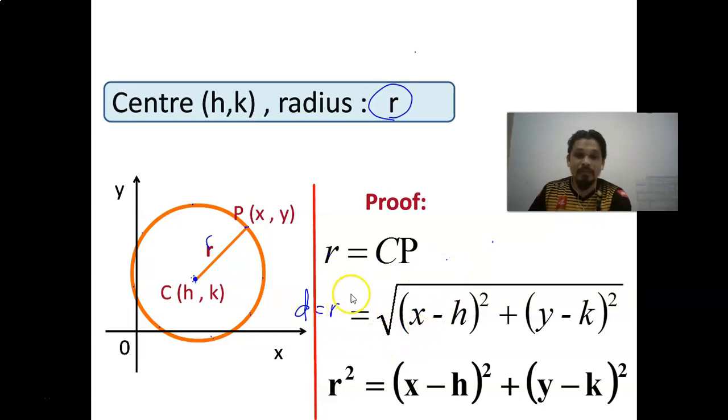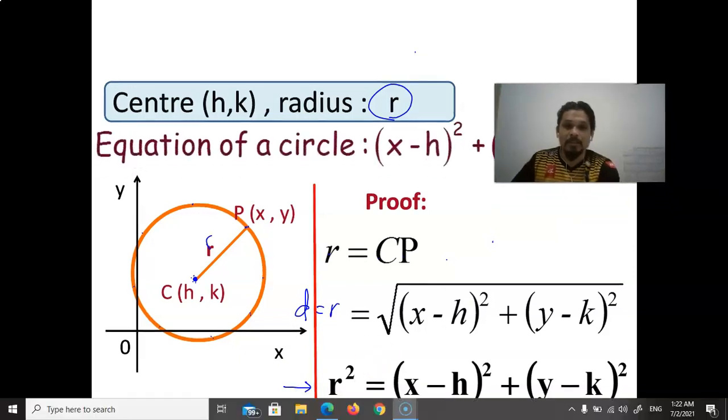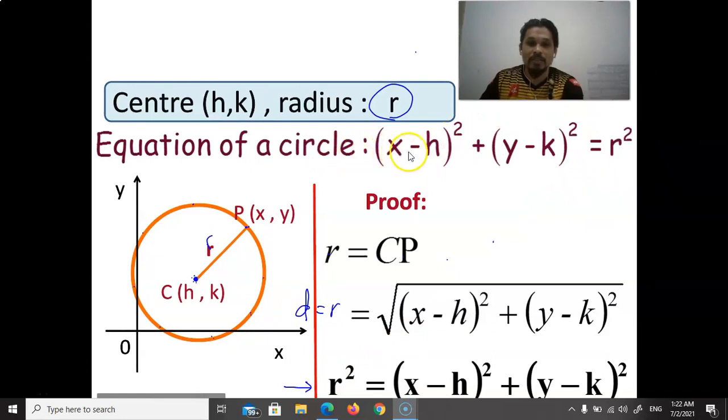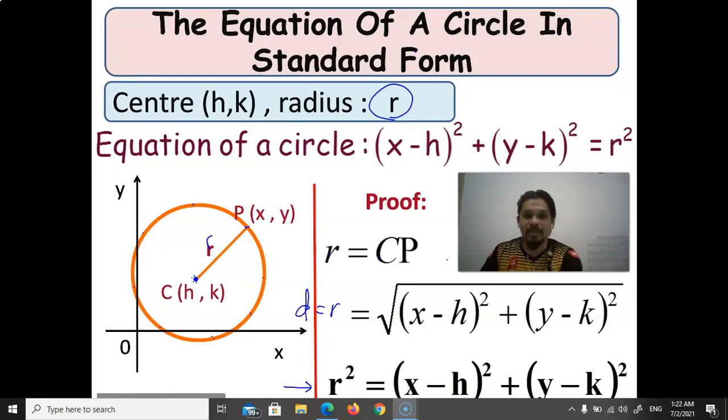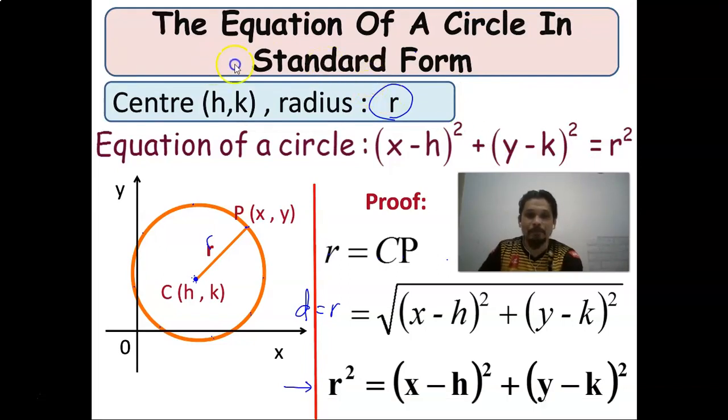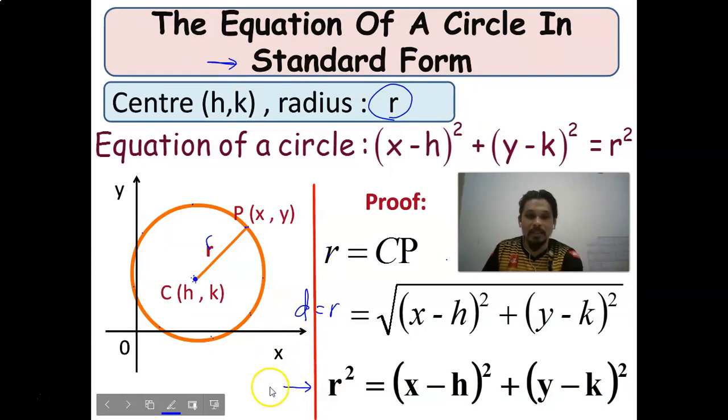And we square left and right, then come up with r squared equal to, so this is the general formula for the circle. The equation of the circle is (x minus h) squared plus (y minus k) squared equals r squared. This is the equation of the circle in standard form.